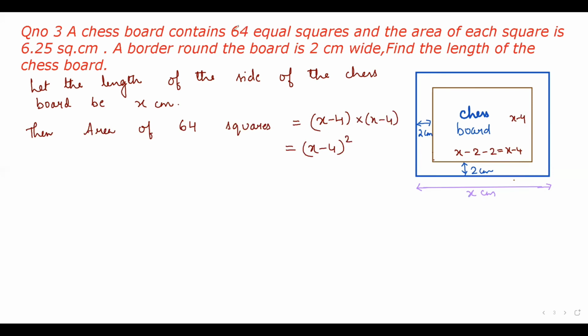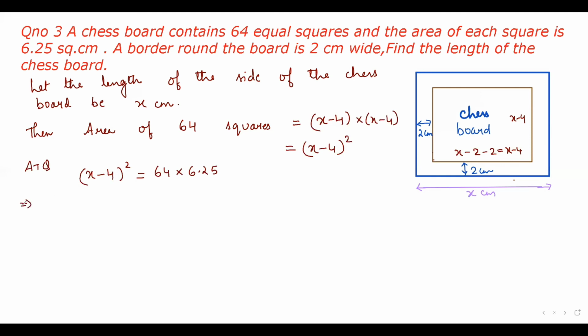Now what else is given? It is given that total 64 equal squares are there. This chessboard is distributed in 64 equal squares and area of each square is 6.25 square centimeters. So therefore according to the question we can write x minus 4 whole square is equal to 64 into 6.25. Okay, total area of the square will be this.